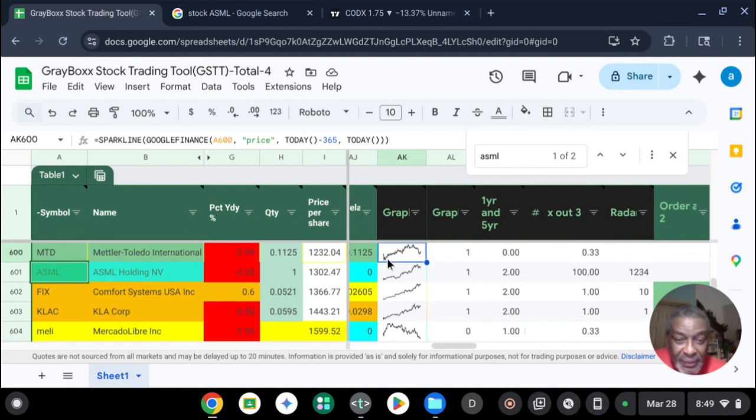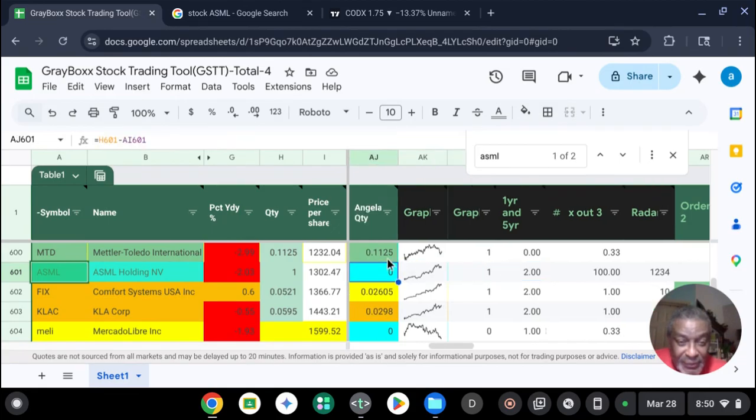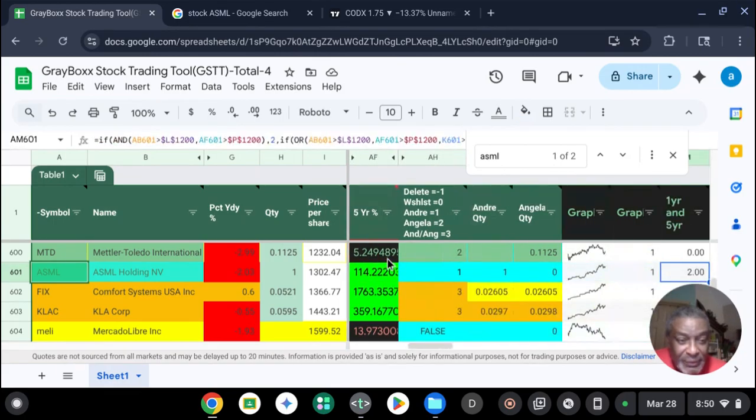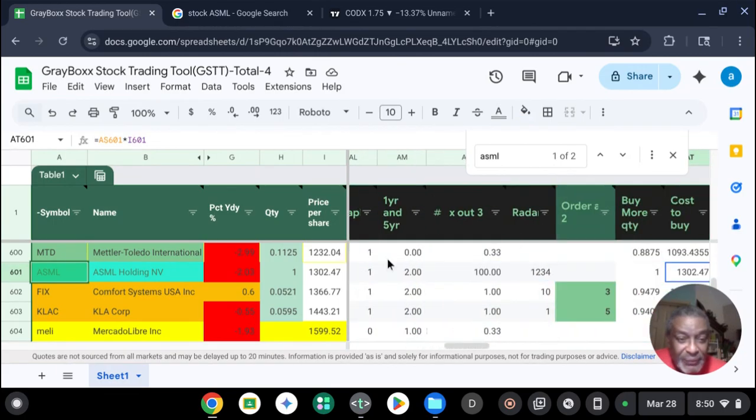This is the graph of that particular stock. It's an upward looking graph. The graph is 1 because the 1 year percent is positive. This means that it's good looking, it met the criteria for green for 1 year and 5 years. We can change those values for different criteria for different types of stock.